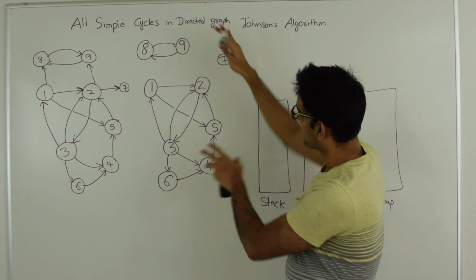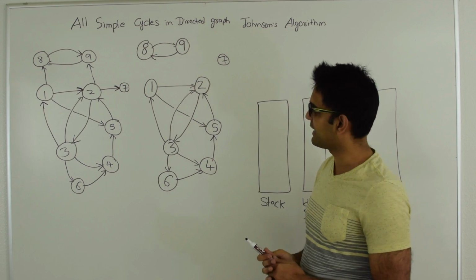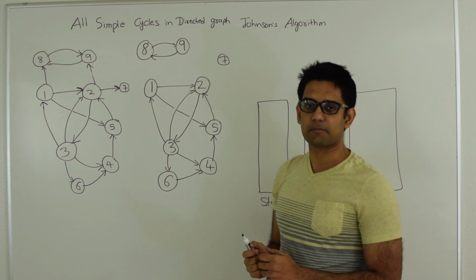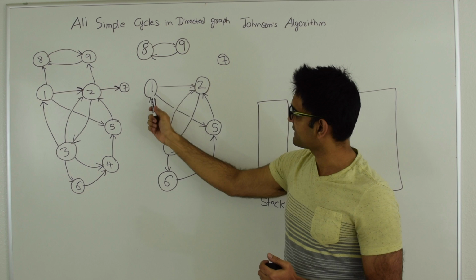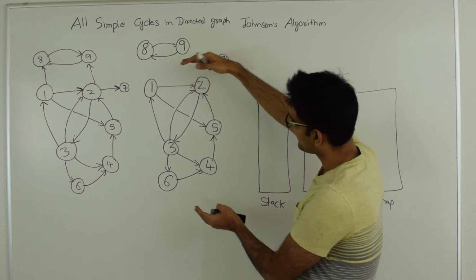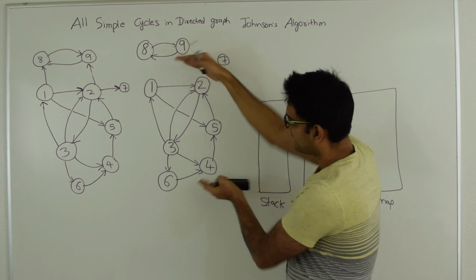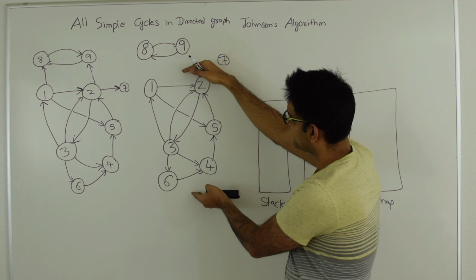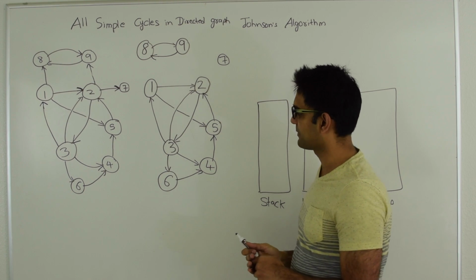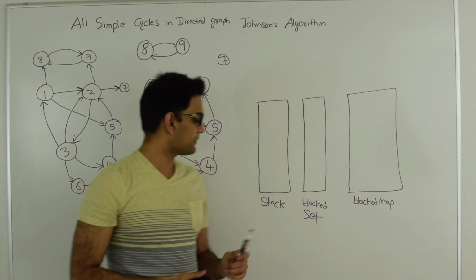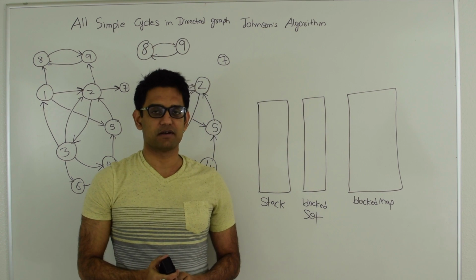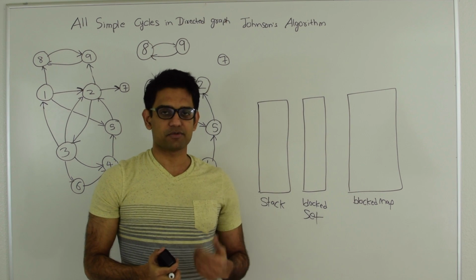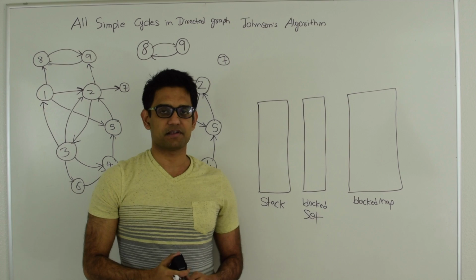So once we have finished dividing into 3 subgraphs, we look for the least numbered vertex. The least numbered vertex here is 1. So first we are just going to work on this subgraph, this strongly connected component subgraph. Also, I have a stack, block set and block map data structure, and as we run through the algorithm, I'll show you how these data structures are used.